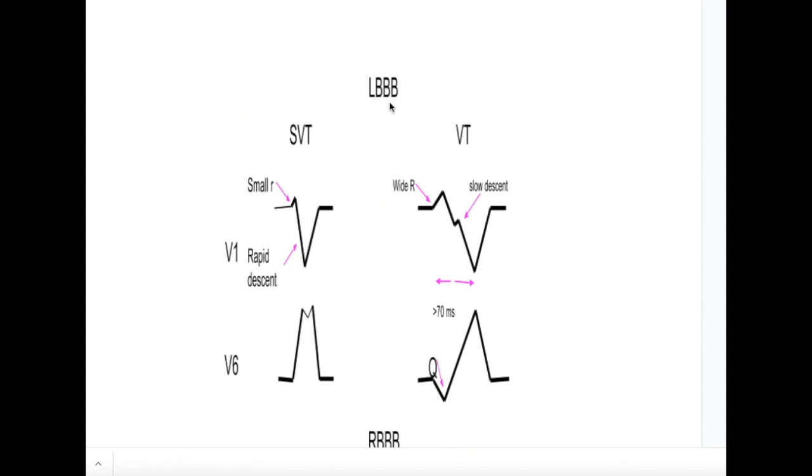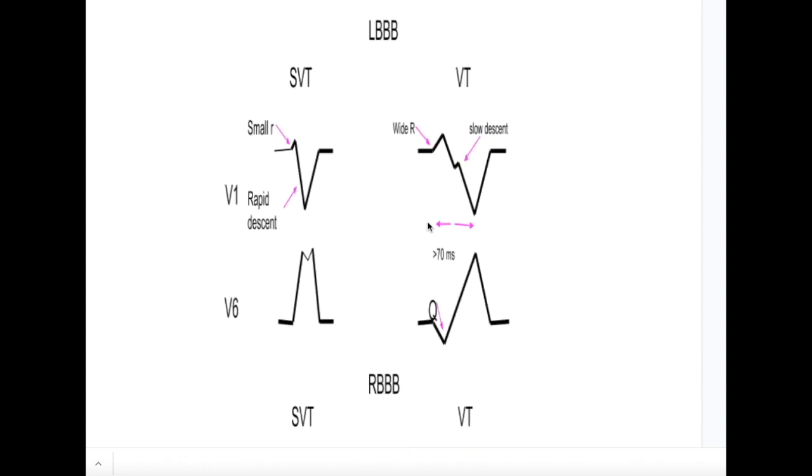See here in left bundle branch block in SVT, there is a small R, and here it's an R of more than 0.04 seconds. And there is a rapid descent in supraventricular tachycardia and a slow descent in ventricular tachycardia, and there is a notch on the downslope of the S wave. The time from the R wave to the nadir of the S is more than 0.07 seconds or 70 milliseconds. And in lead V6 in ventricular tachycardia, we have a Q wave. So these are the differences between supraventricular tachycardia and V.Tach in left bundle branch block.